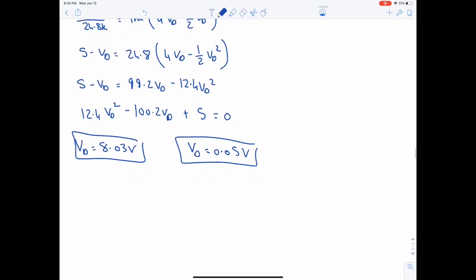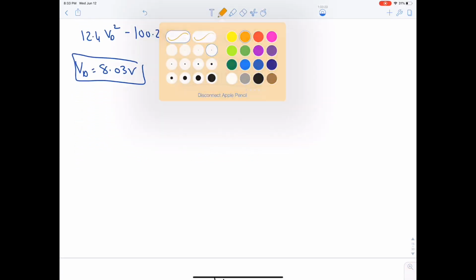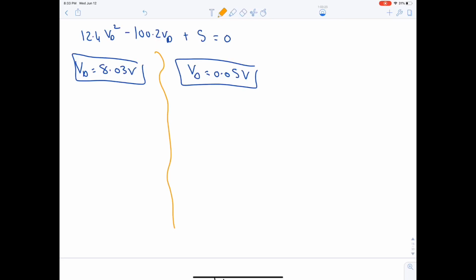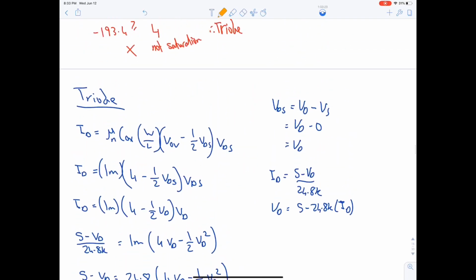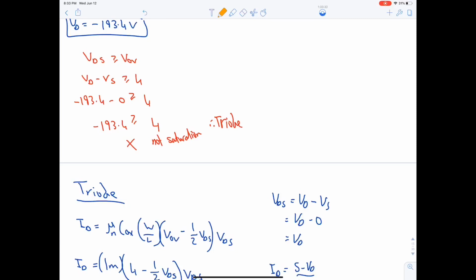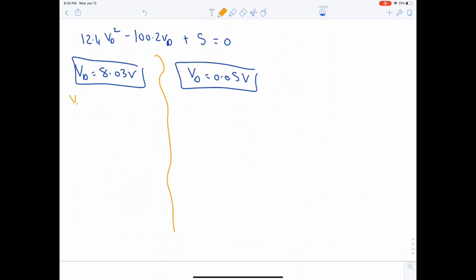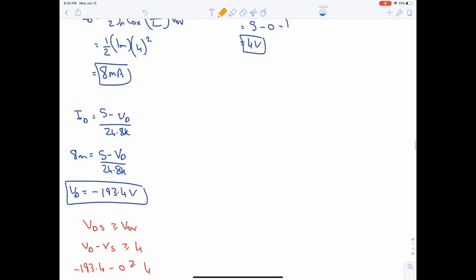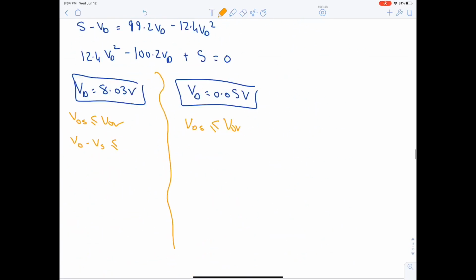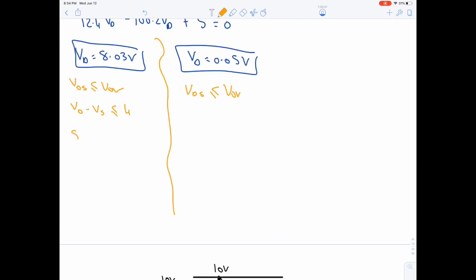We need to figure out which number is the correct number. We will do this through the checks. So first we will check for the triode. Triode is VDS less than or equal to VOV. So VDS has to be less than or equal to VOV. VD minus VS less than or equal to VOV, which is 4, I guess. Yes, here it's 4. So is 8.03 minus 0 less than or equal to 4? No, not a triode. So this is the wrong number.